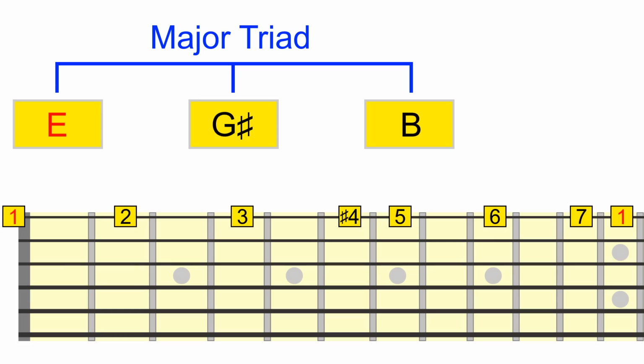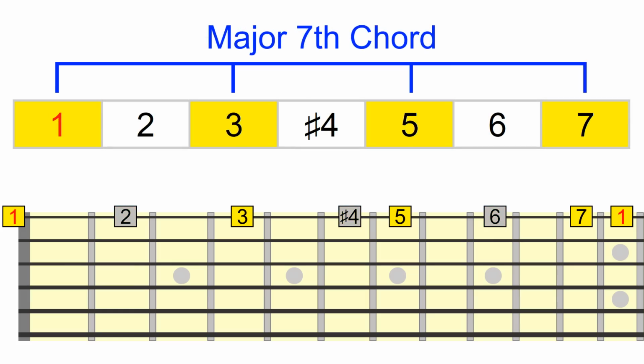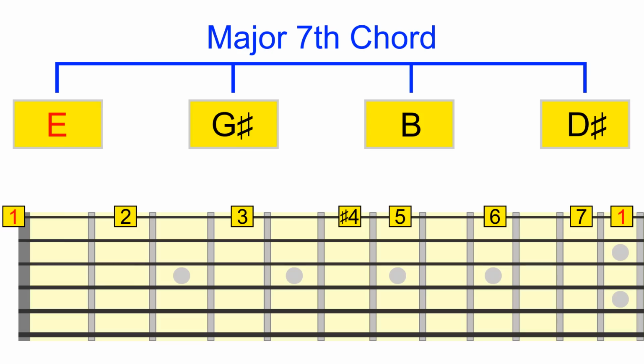However, it's also worth considering Lydian's 7th chord type. Lydian has a major 7th interval, making its root chord a major 7th chord. For example, we could play E Lydian over E major 7.